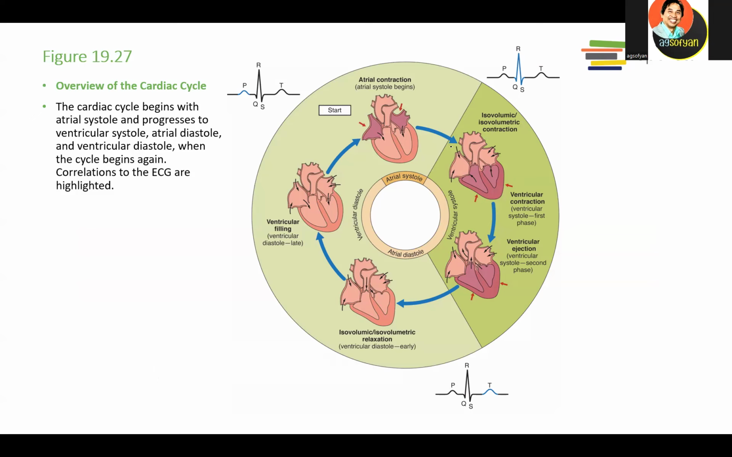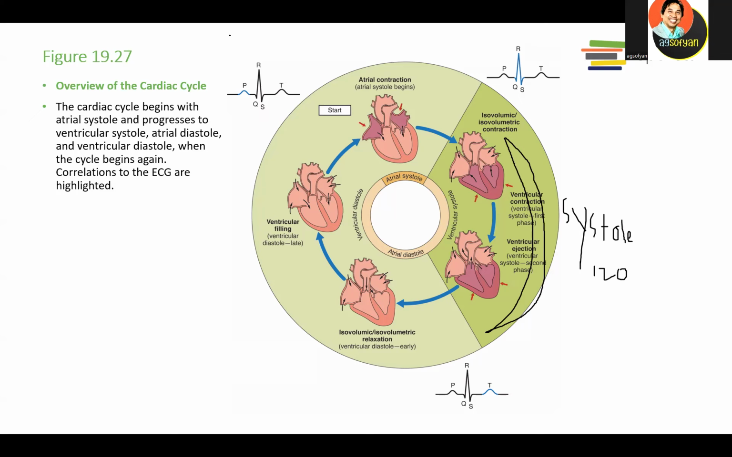Now, again, this is an overview of the cardiac cycle. On this side over here, this is when the ventricle is contracting. This is when the blood is pumped from the ventricle. This is usually what we call systole. This is the strongest contraction of the heart muscle. Usually, if we measure it, the pressure is around 120.